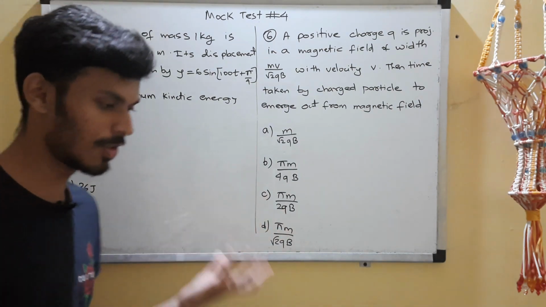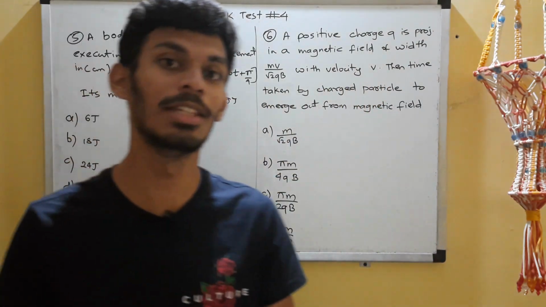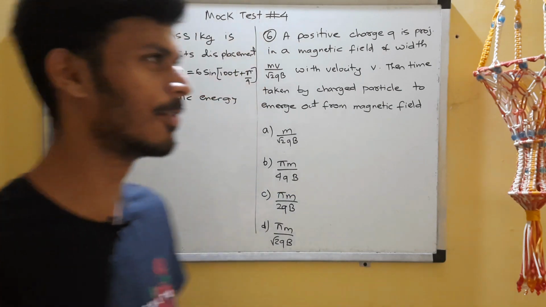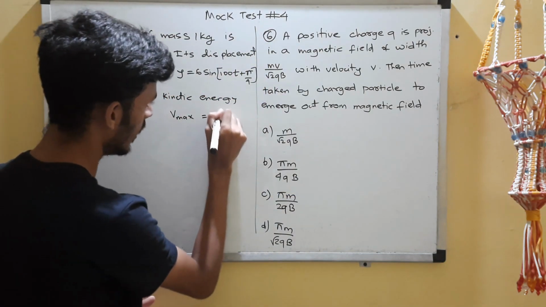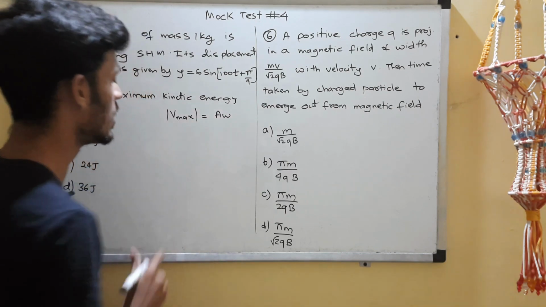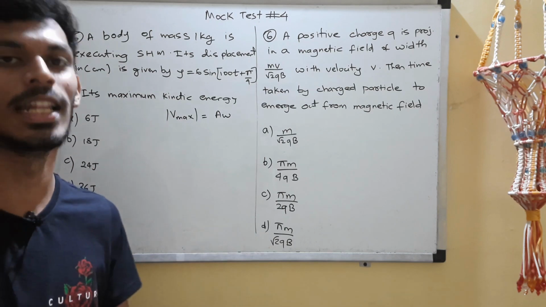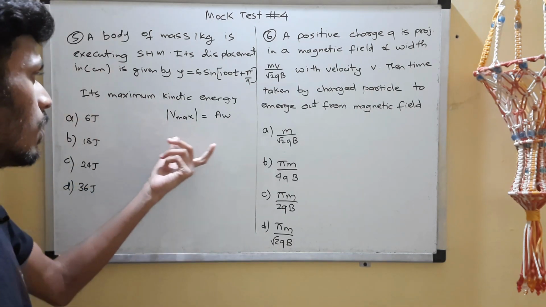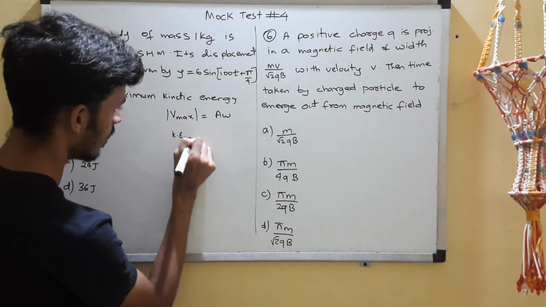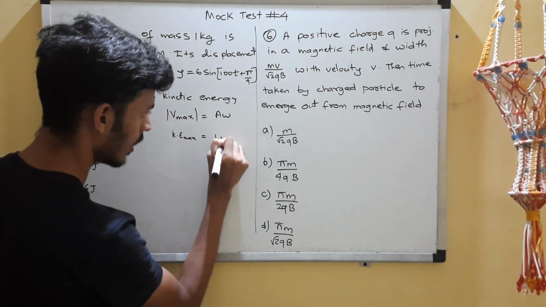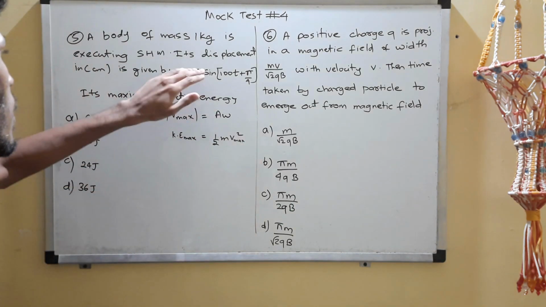First of all, you might know in SHM the velocity goes on varying. It's maximum at the mean position, and what is the value of the maximum velocity? It is given as A omega, right? Basically the magnitude, if you consider, is A omega. So when the velocity is maximum, of course the kinetic energy is maximum. So you'll just have to find the maximum kinetic energy as half m into v max square, right? So basically you'll have to find A omega from here.